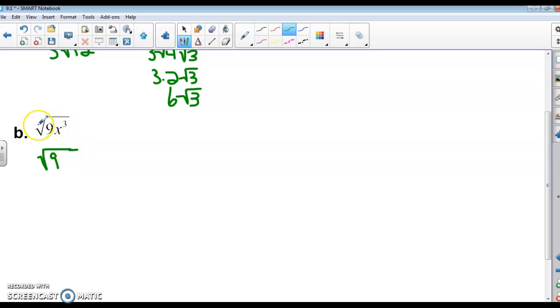So what I want to do, since I'm taking the square root, is you are going to be dividing the exponents by 2. So pretty much you want to take away all the even exponents. So since this is a 3, I'm going to put x squared in the perfect square radical, and I'm going to keep x in the non-perfect square radical. So the square root of 9x squared is 3x times the square root of x.